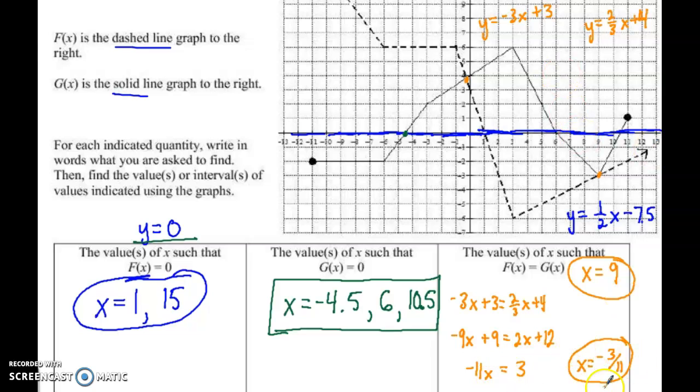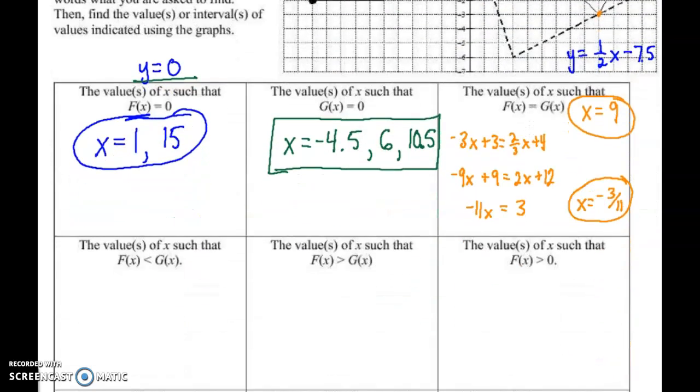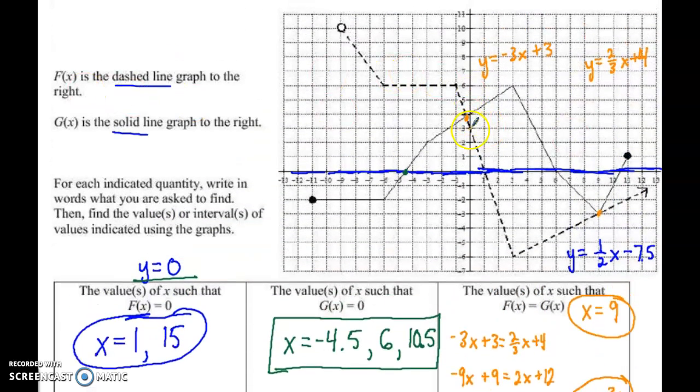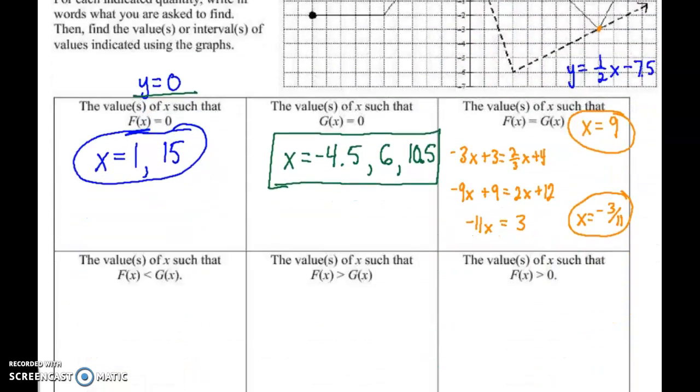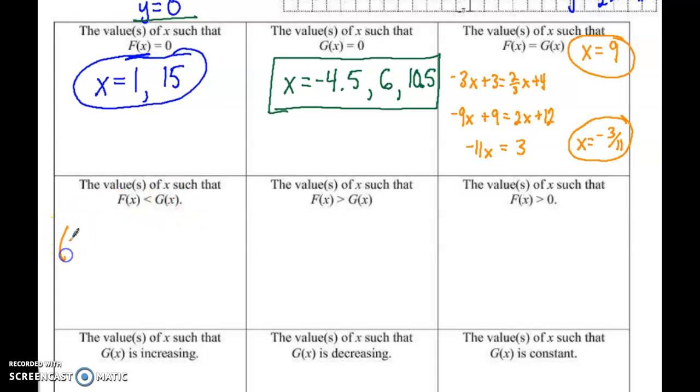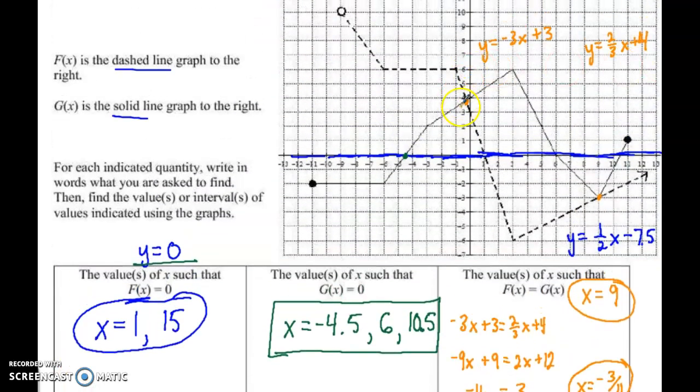And I really like that I did this because now I can go back to this value. If you just estimate this value, I'm not going to freak out about that. But now I can answer these other questions in a little bit more detail, because now when I'm asked where f of x is below g of x, where the dashed line is below the solid line, now I definitely get a good value. You know, that negative 3/11 was the first time that the dashed line was below the solid line, and it keeps being below until I get to 9.